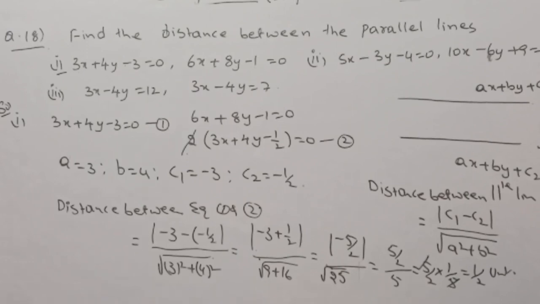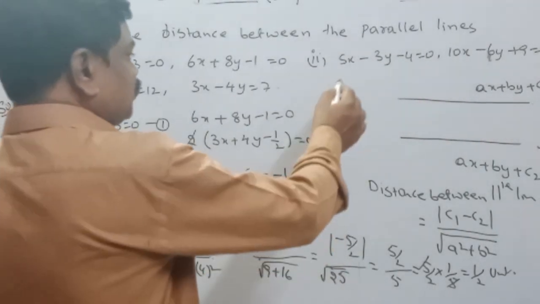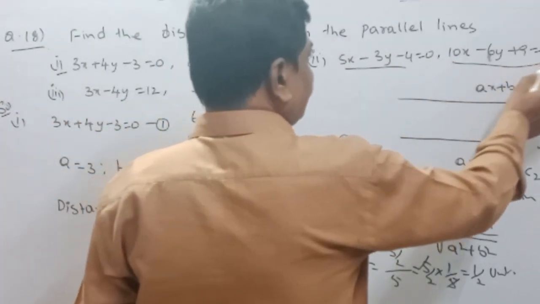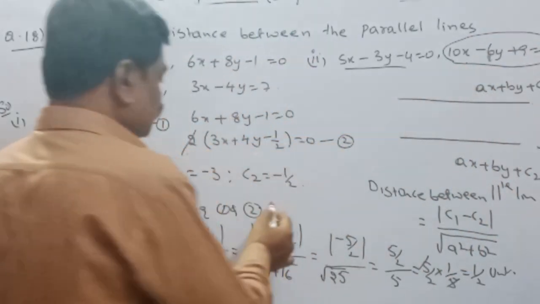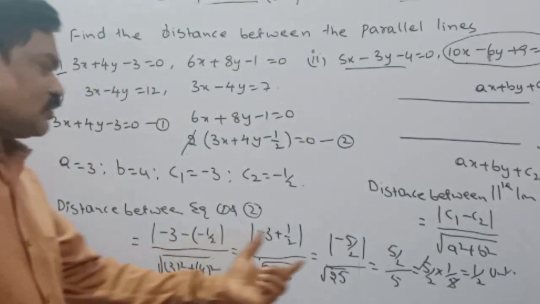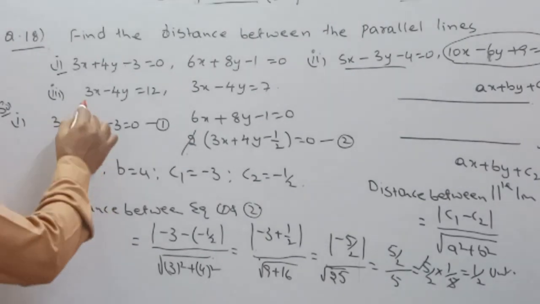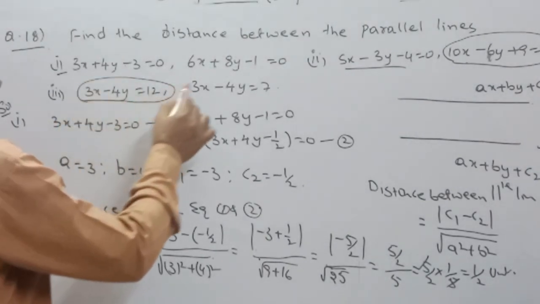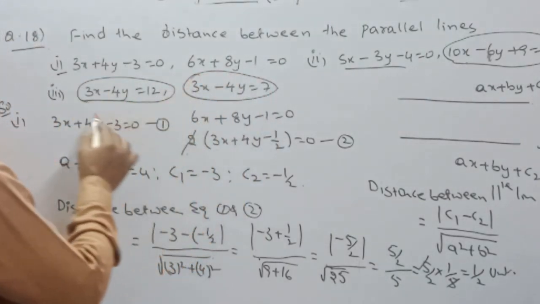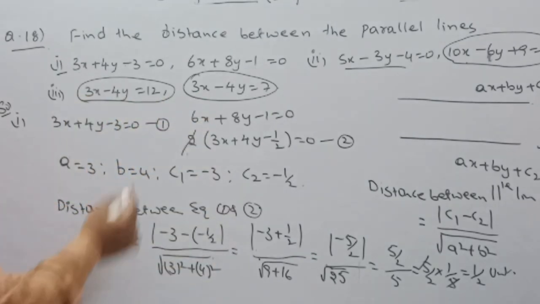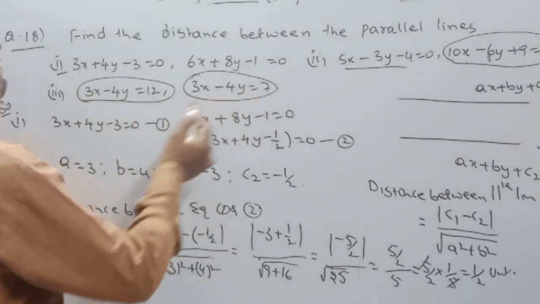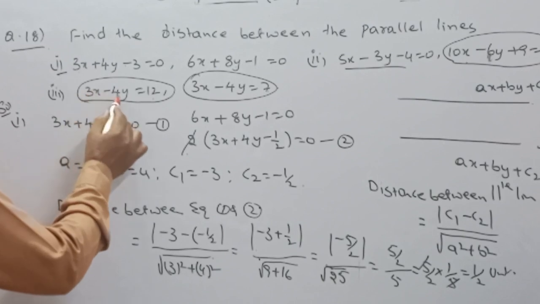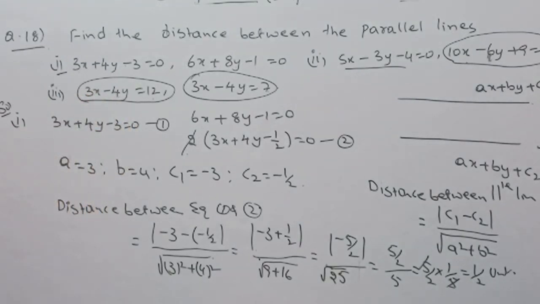Similarly, you find a solution to this one. Here you can take common 2. Then after that you have to write the solution like this. But for the third problem you need not take common. This is C1, this is C2, this is A and this is B. Okay, directly you can find the distance between the two lines. Okay, all of you. That's all. Thank you.